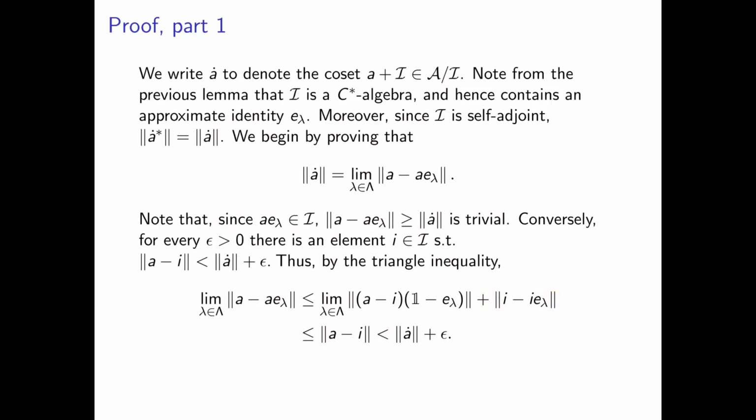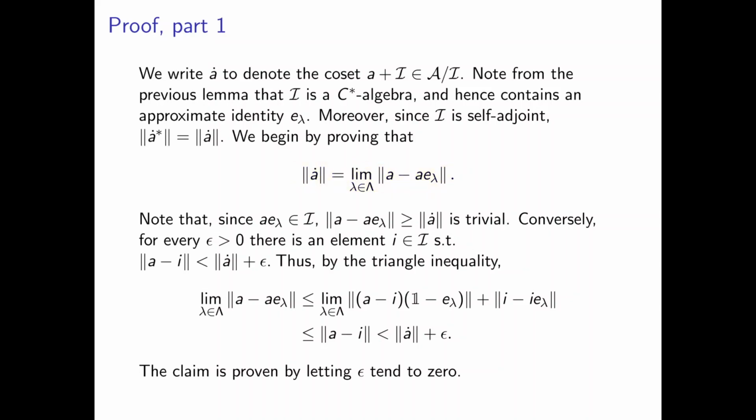So we get that this is less than or equal to the norm of a minus I, but the norm of a minus I, as we have it here, was less than or equal to the norm of a dot plus epsilon. And now we just basically let epsilon tend to 0 to see that this claim has to be true.